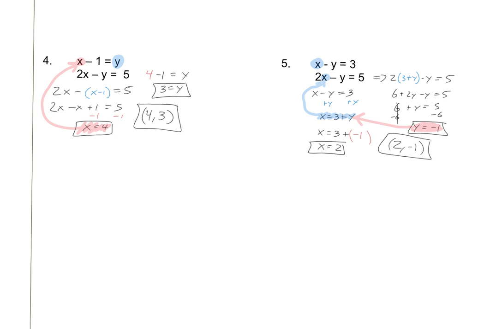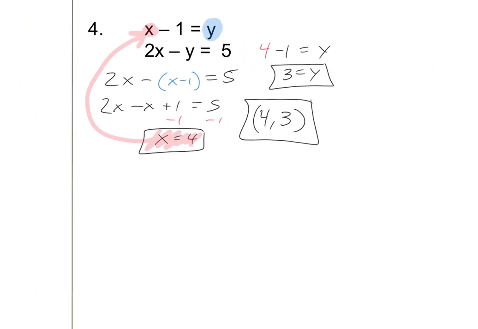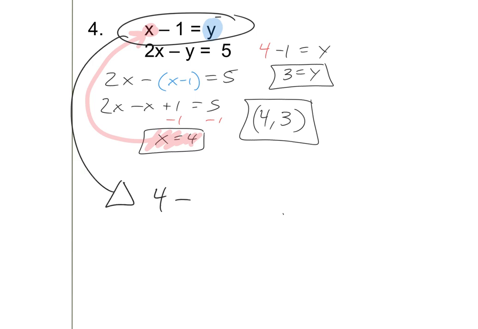Now, I want to point something out. Let's go to 4 here real quick. Let's say you're not sure or you want to be able to check your work. Here's how you could check your work. If 4, 3 is your answer, I should be able to take this equation and plug in a 4 and a 3. 4 for x minus 1 equals 3. And say, is that true?